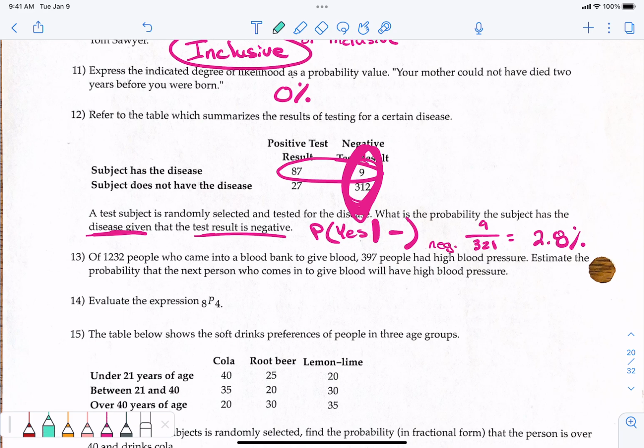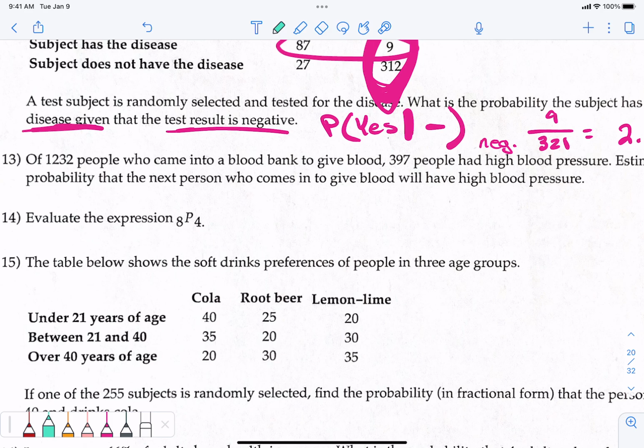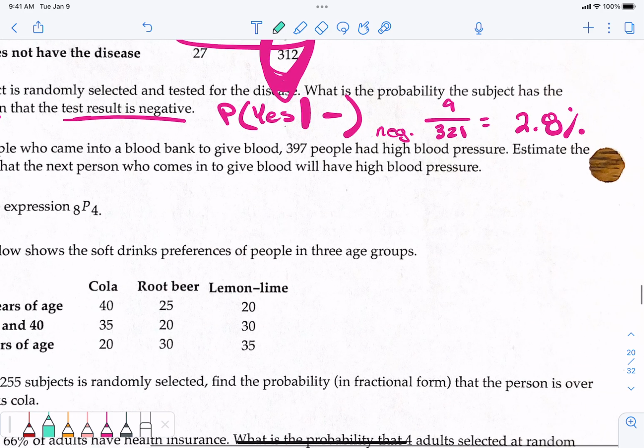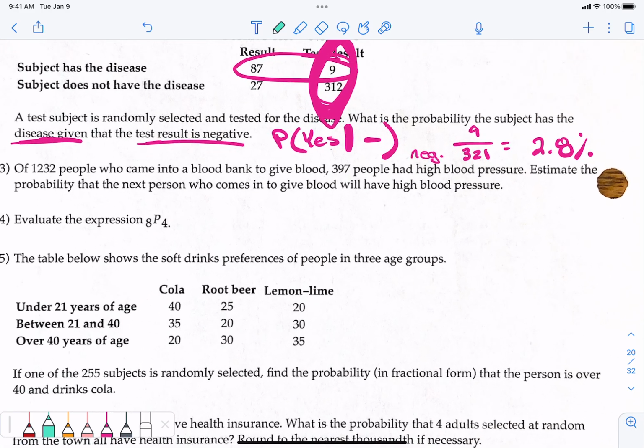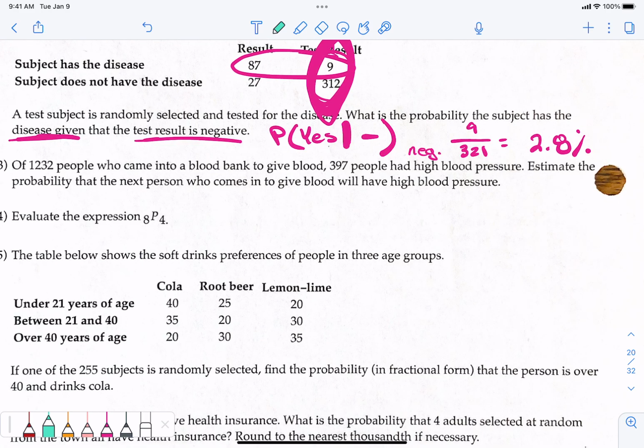13. We're flying right along. Here we go. Of the 1,232 people who came into a blood bank to give blood, 397 had high blood pressure. That's a really bad deal. That's like a third of them. Yikes. Estimate the probability that the next person who comes in to give blood will have high blood pressure.